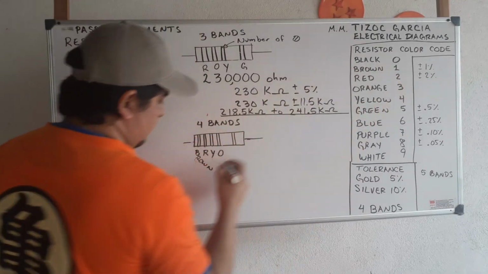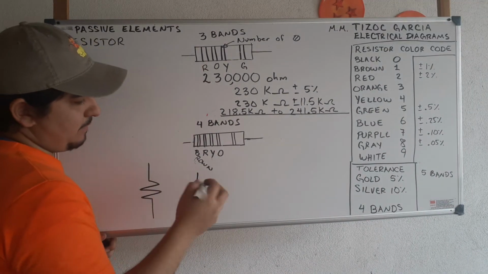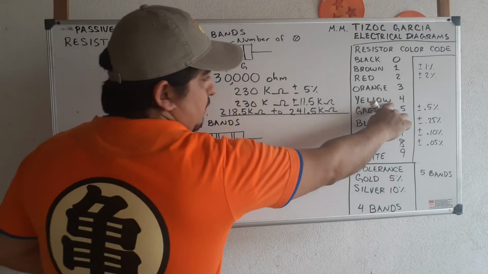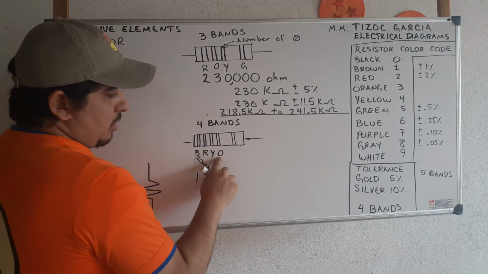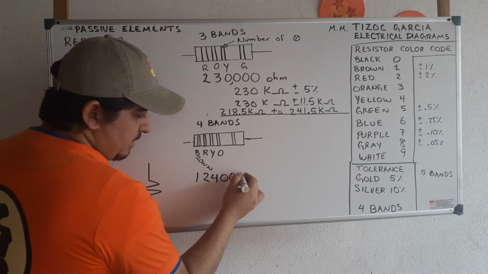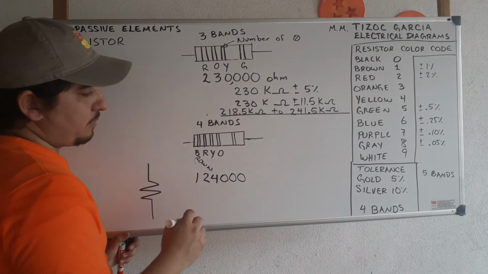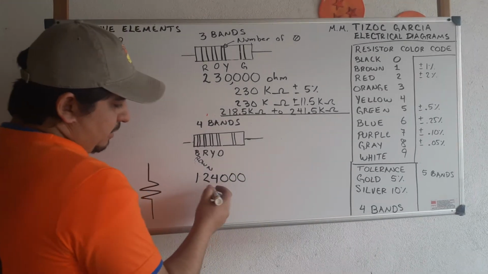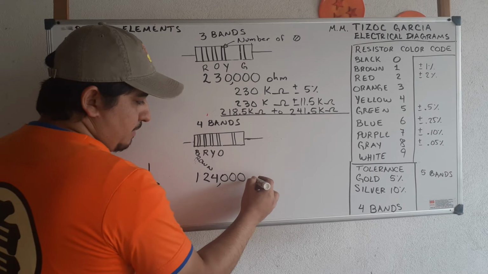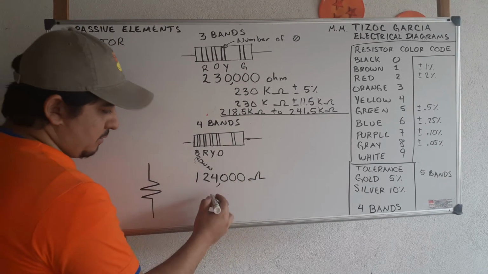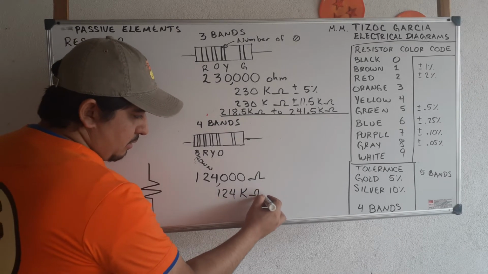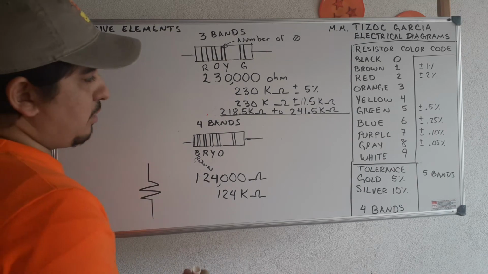Brown, the first value for this one, is 1. R for red is 2. Y for yellow is 4. O for orange is 3, which means you're going to add 3 zeros. The value for this is 124,000 ohms. If we shorten it, it is 124 kilo ohms.